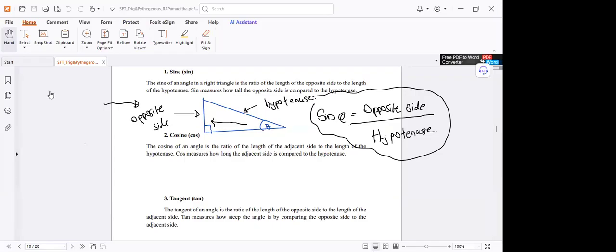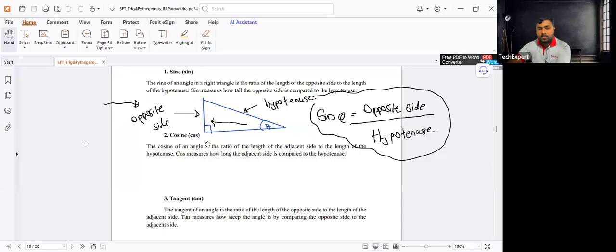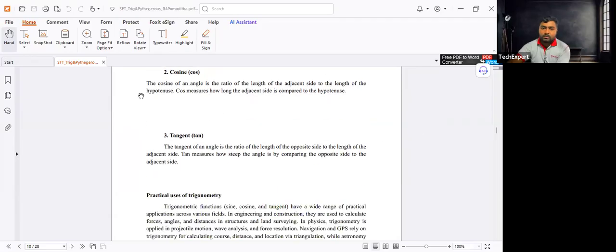Yes, sir. Okay. Then write the next trigonometry ratio as cosine, within bracket cos.